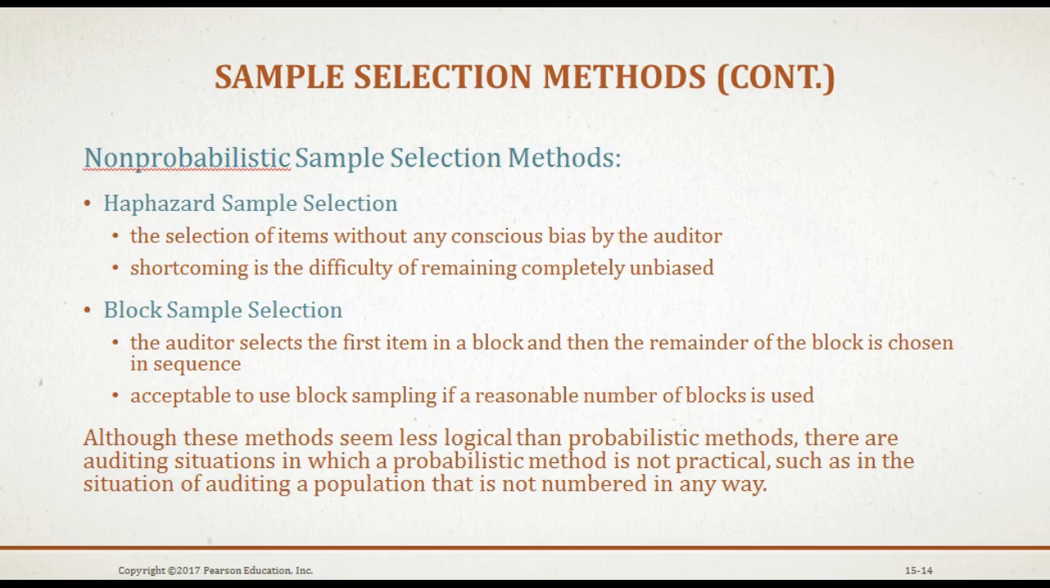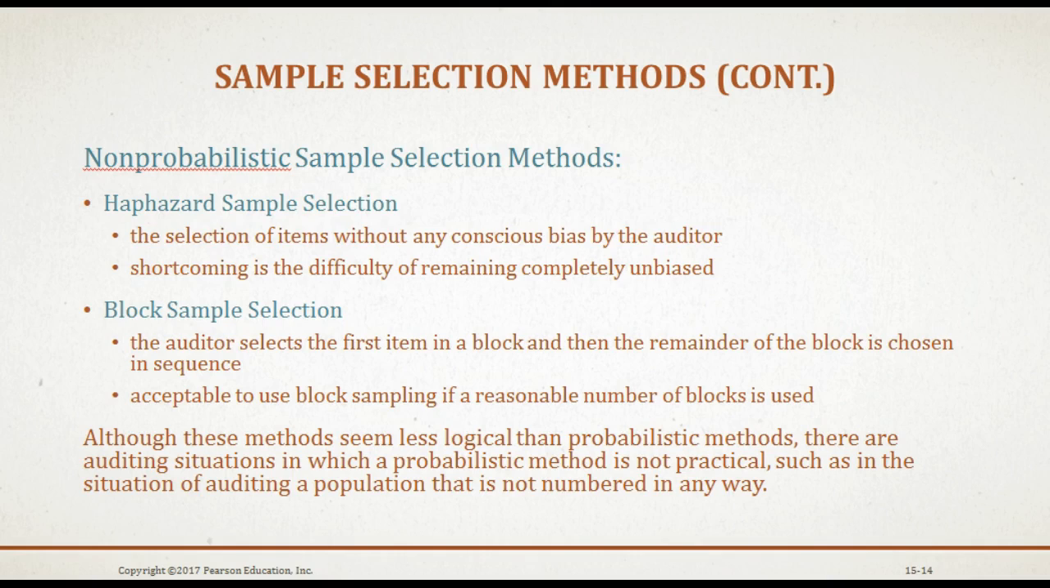Haphazard sample selection is a method of selecting samples by selecting items without any conscious bias by the auditor, and the shortcoming is the difficulty of remaining completely unbiased on the part of the auditor when using this type of sampling selection. Block sample selection is a method where the auditor selects the first item in a block and then the remainder of the block is chosen in sequence.